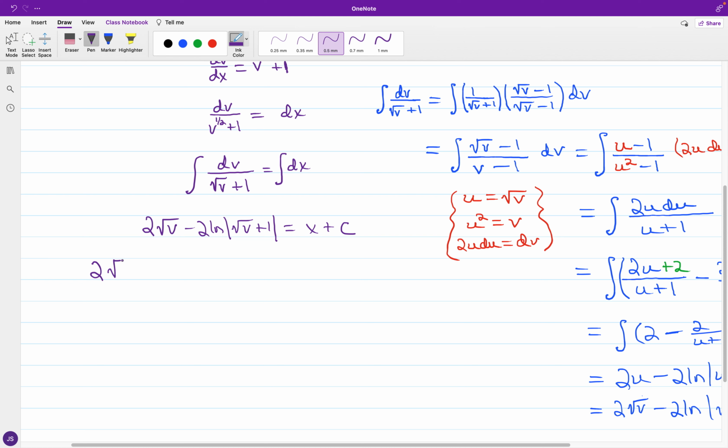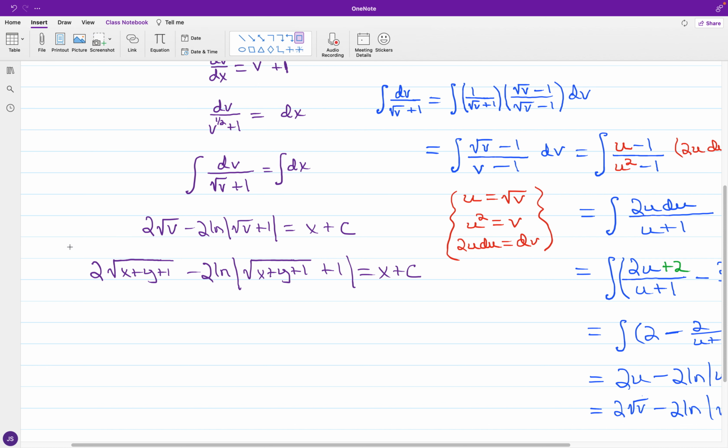so in this statement we'll have 2 times the square root of x plus y plus 1, minus 2 times the natural logarithm of the absolute value of the square root of x plus y plus 1, followed by the addition of 1, is equal to x plus c, and that is going to be the final result.